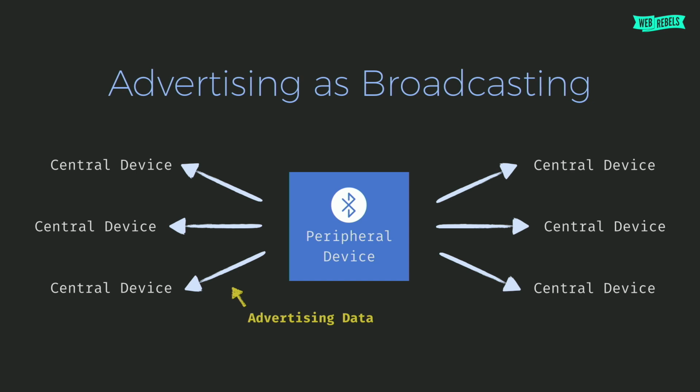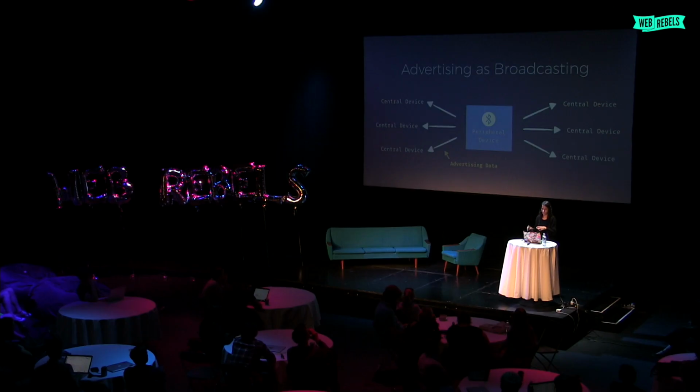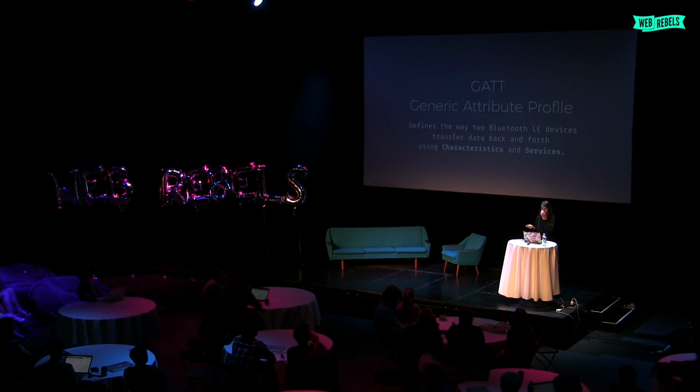Okay, but this is not the thing we want to build. We want to establish a real connection and then communicate with the peripheral device and send data to it. To do this, we will have to use GATT, which means generic attribute profile. And this profile defines the way two Bluetooth devices transfer data back and forth using so-called characteristics and services.